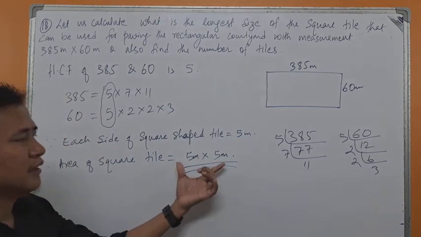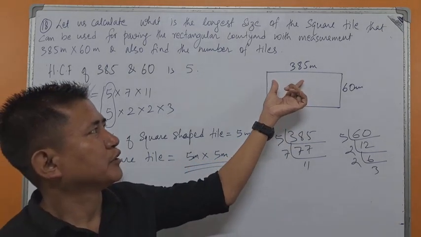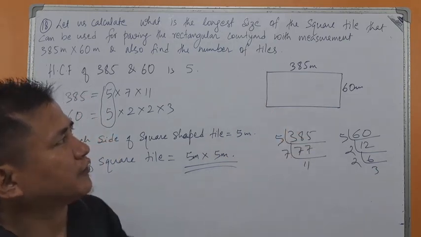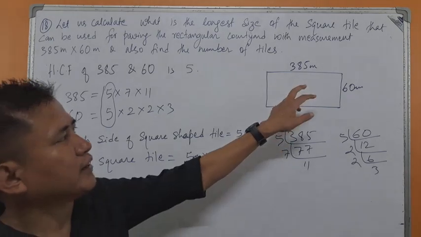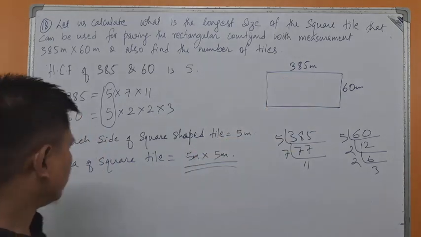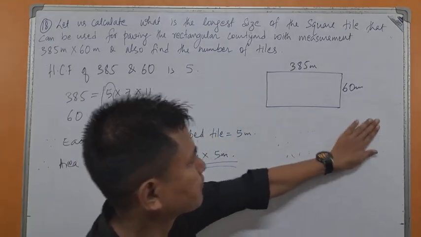So this is the largest square shaped tile that can be put into this rectangular courtyard having length 385 meters and breadth 60 meters. Okay, now we are asked to find the number of tiles as well, isn't it? So number of tiles, let me do here.